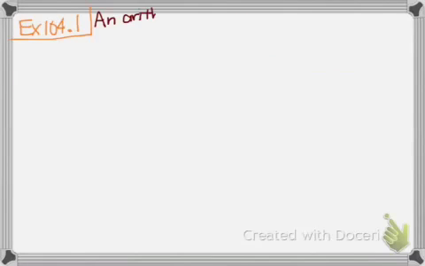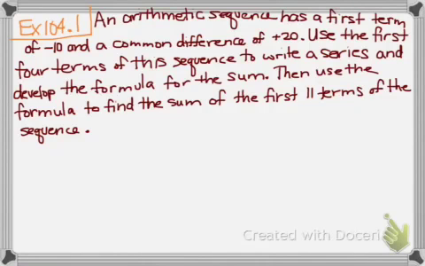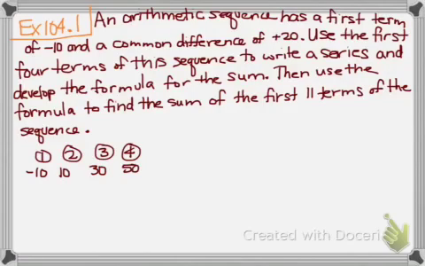So we'll do an example here. An arithmetic sequence has a first term of -10 and a common difference of +20. Use the first 4 terms of this sequence to write a series and develop the formula for the sum. Then use the formula to find the sum of the first 11 terms of the sequence. So kind of a lot of things to do here, but we'll start.